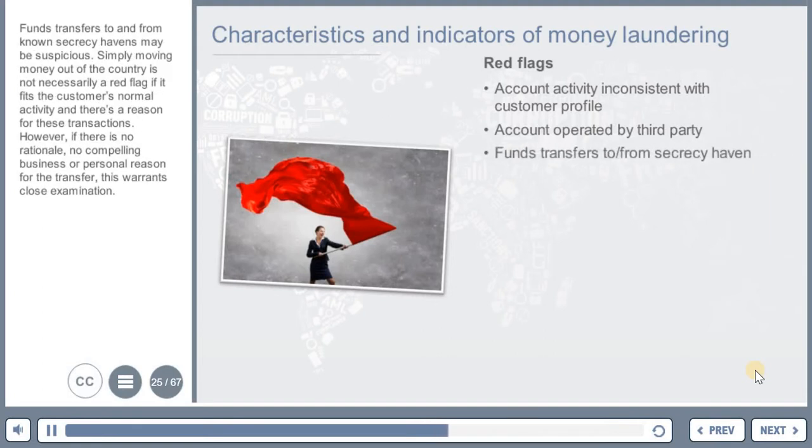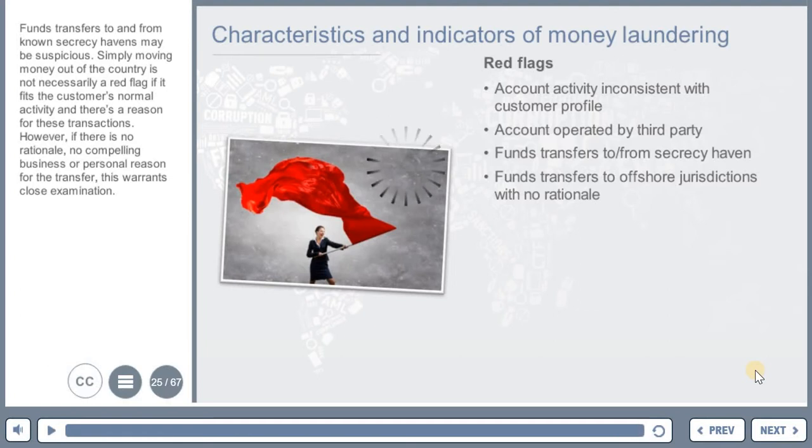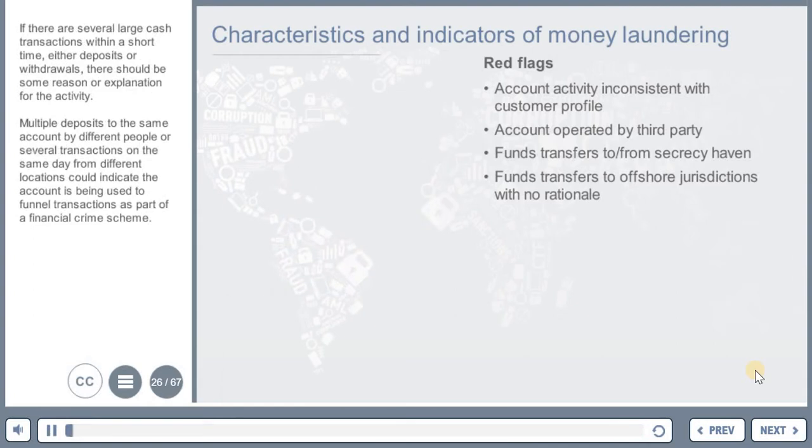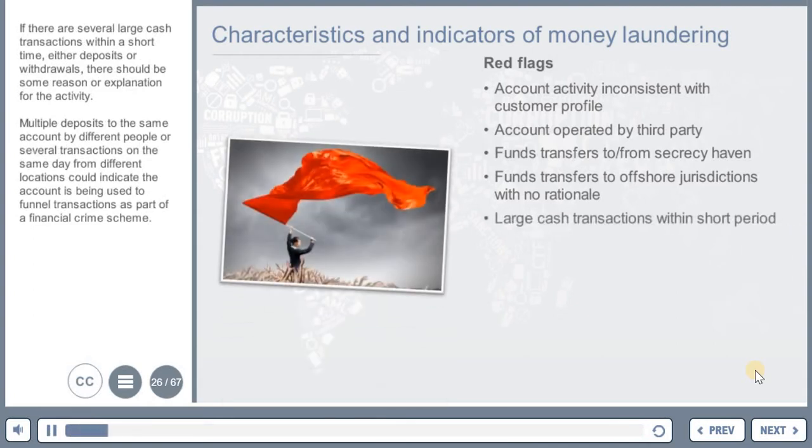Funds transferred to and from known secrecy havens may be suspicious. Simply moving money out of the country is not necessarily a red flag if it fits the customer's normal activity and there's a reason for these transactions. However, if there's no rationale, no compelling business or personal reason for the transfer, this warrants close examination. If there are several large cash transactions within a short time, either deposits or withdrawals, there should be some reason or explanation for the activity.